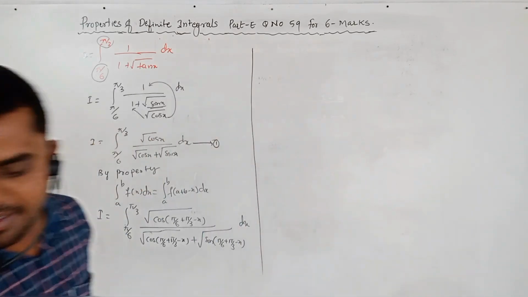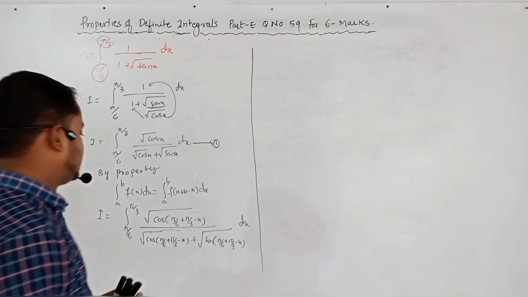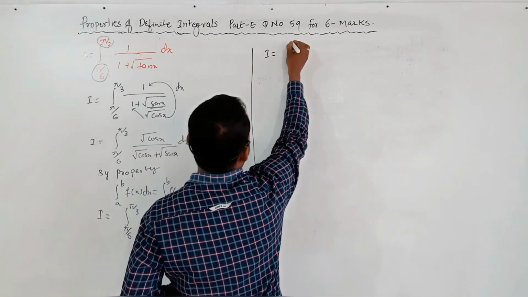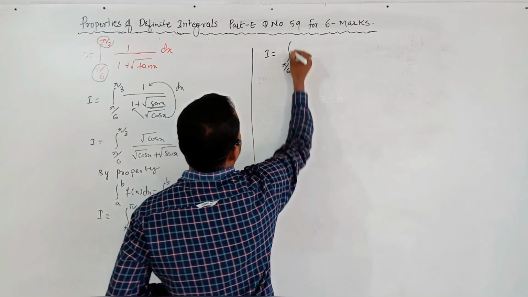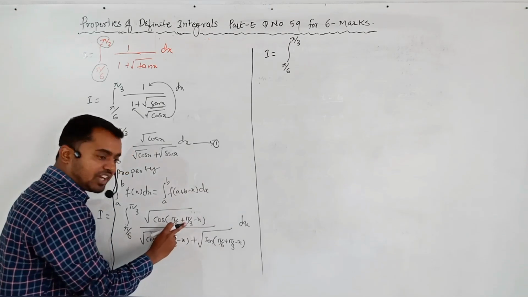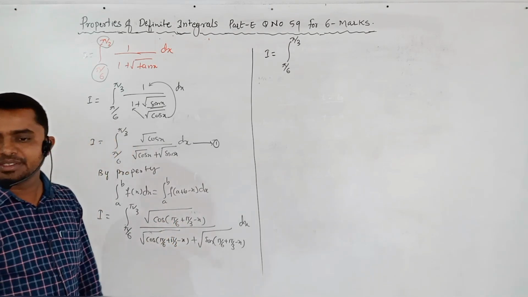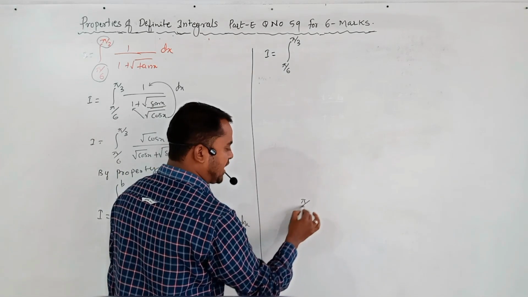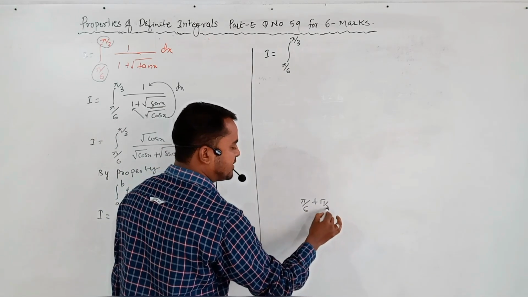Next step I am writing here. That is I is equal to integration of 5π/6 to 5π/3. 5π/6 plus 5π/3 is nothing but... if you simplify, see here, I am writing rough here. 5π/6 plus 5π/3.